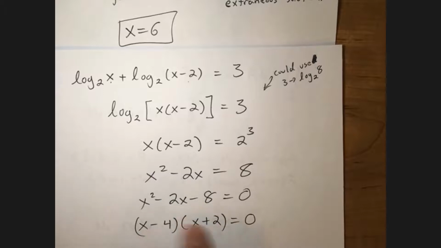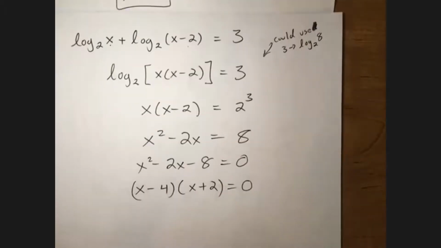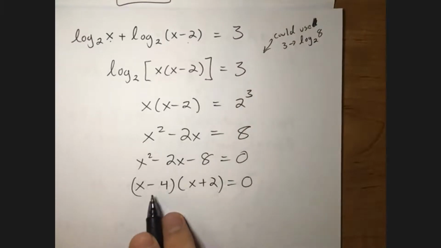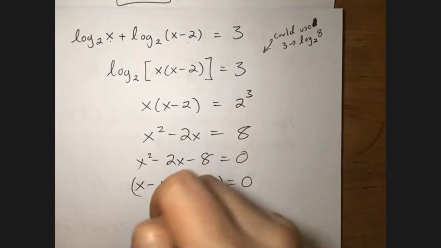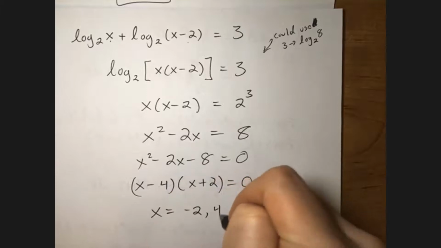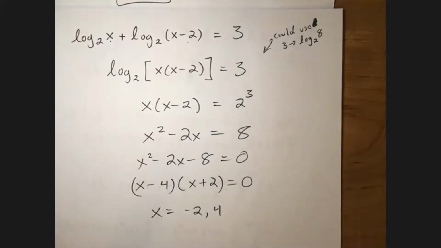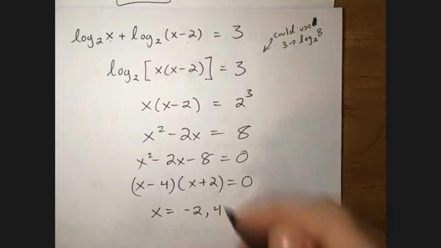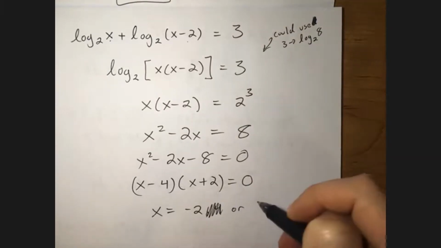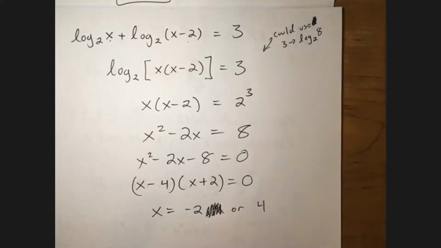Yeah, if I multiply this out, I get this. Okay, so I'm getting two solutions. I get x equals 4 and x equals -2. Let me not write it that way, that might be confusing. Let me use an or. We should check these and see if either of these are extraneous solutions.